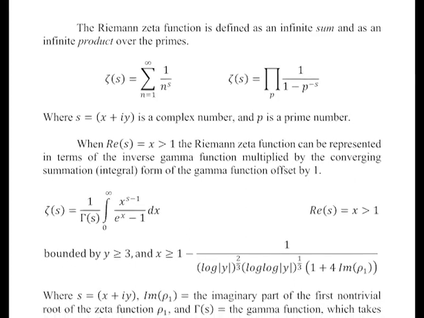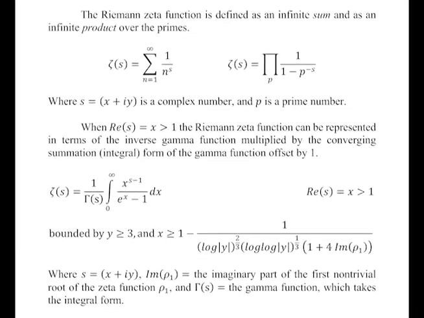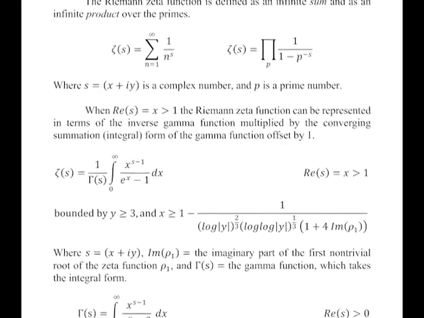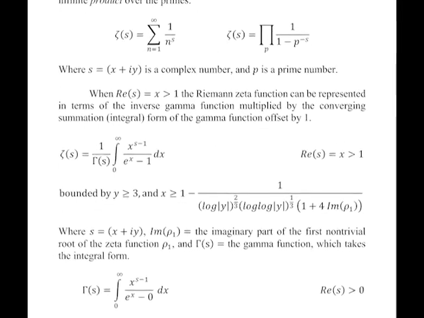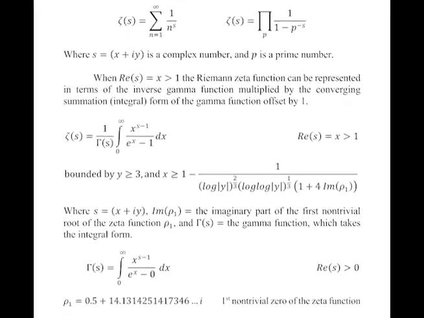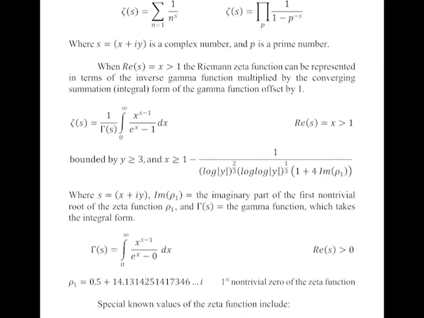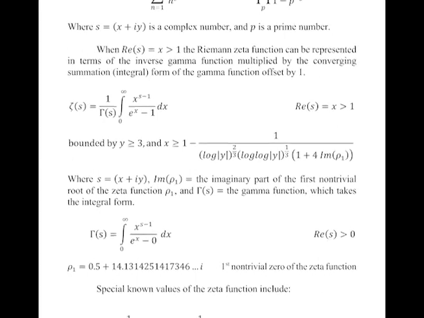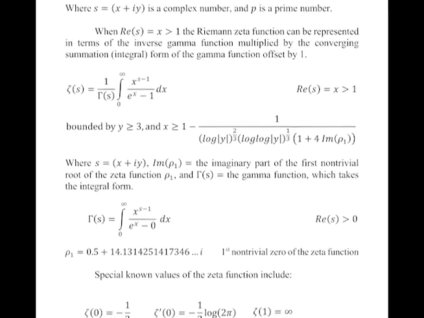When the real part of this complex number is greater than 1, the Riemann zeta function can be represented in terms of the inverse gamma function, multiplied by the converging summation, or integral, form of the gamma function, offset by 1. In the positive real domain greater than 1, the zeta function literally can be defined as the inverse gamma function multiplied by the gamma function, except we change the limits of the integral representation of the gamma function. We change it to real part greater than 1 and also change that minus 0 to minus 1, and that's the zeta function. So it's almost the inverse gamma function multiplied by the gamma function if we didn't change that 0 to a 1.